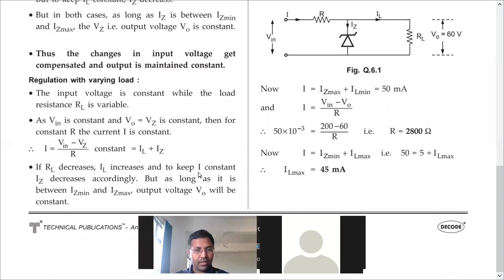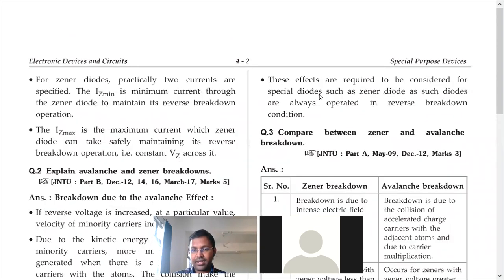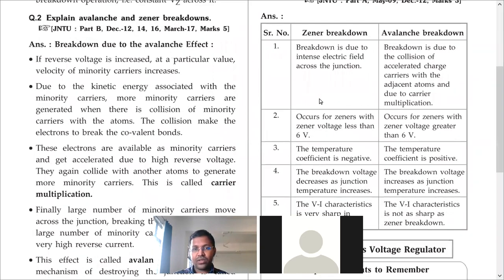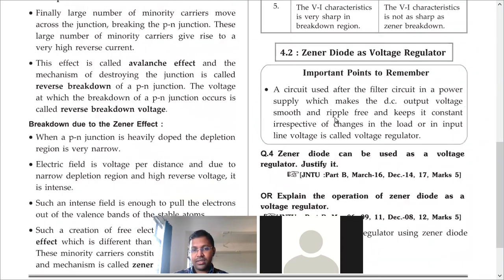Next class we will start silicon controlled rectifier. We will start the next topic. So what you will do is you will go through what all we are discussing. Videos I'll be uploading. You can check again. And any doubts, don't hesitate to contact me. Clear? First priority is your learning.